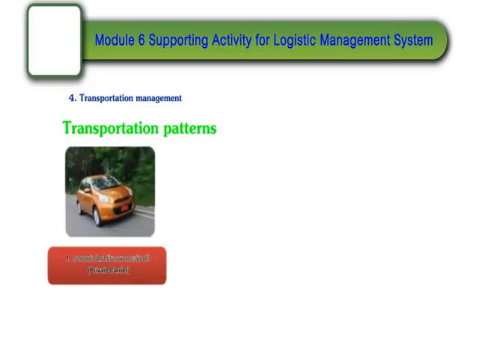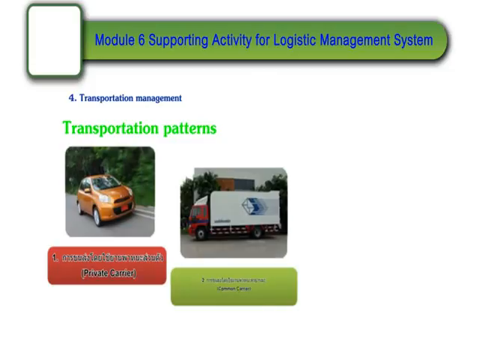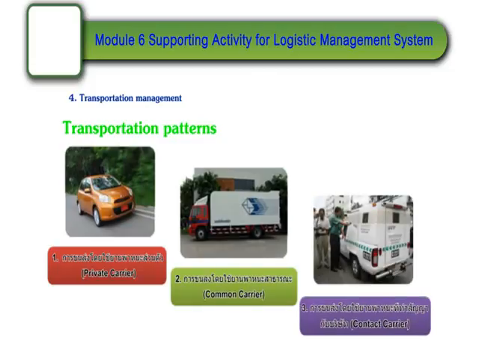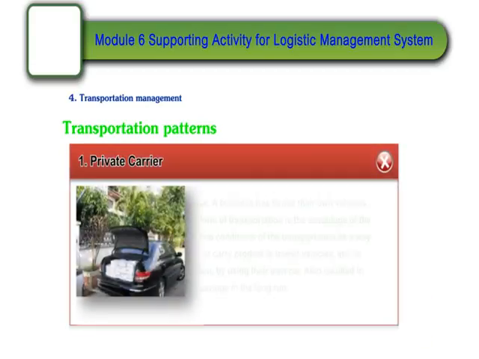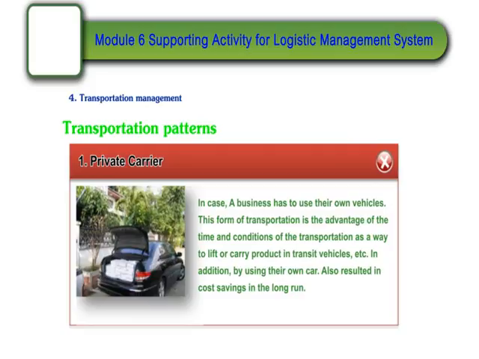They consist of number 1, private carrier. Number 2, common carrier. And number 3, contract carrier. In the case of number 1, a business uses its own vehicles. This form of transportation has the advantage of control over the time and conditions of the transportation, such as the way to lift or carry products in transit vehicles, etc. In addition, using their own cars often results in cost savings in the long run.